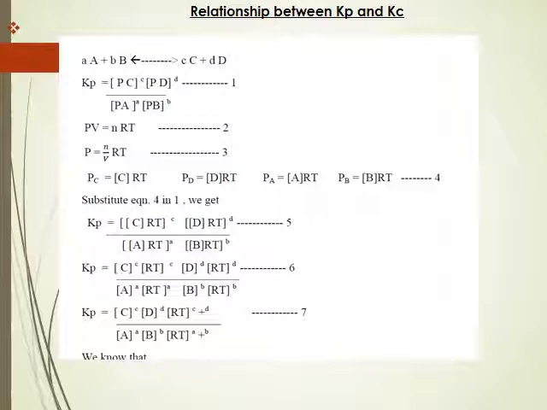Now we are just separating the two terms. So Kp is equal to concentration of C to the power c, RT to the power c, in the same way concentration of D to the power d, RT to the power d, divided by the same for the reactants. Now we are bringing all the like terms together. So now Kp becomes the concentration of C to the c and D to the d, then RT to the power c plus d. In the same way, in the denominator, the concentration of A and B, into RT to the power a plus b.